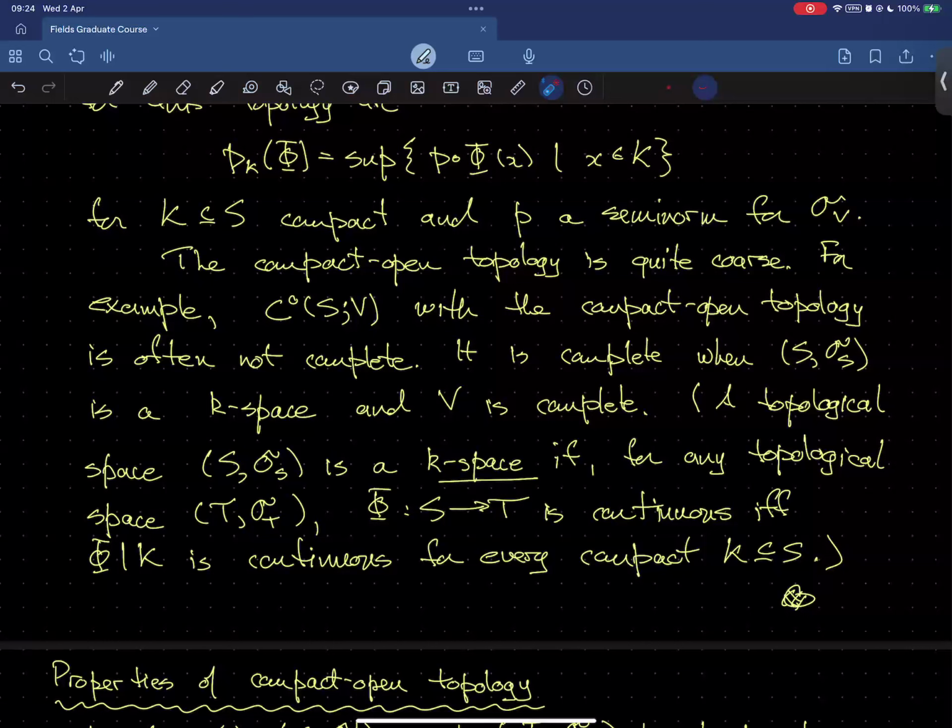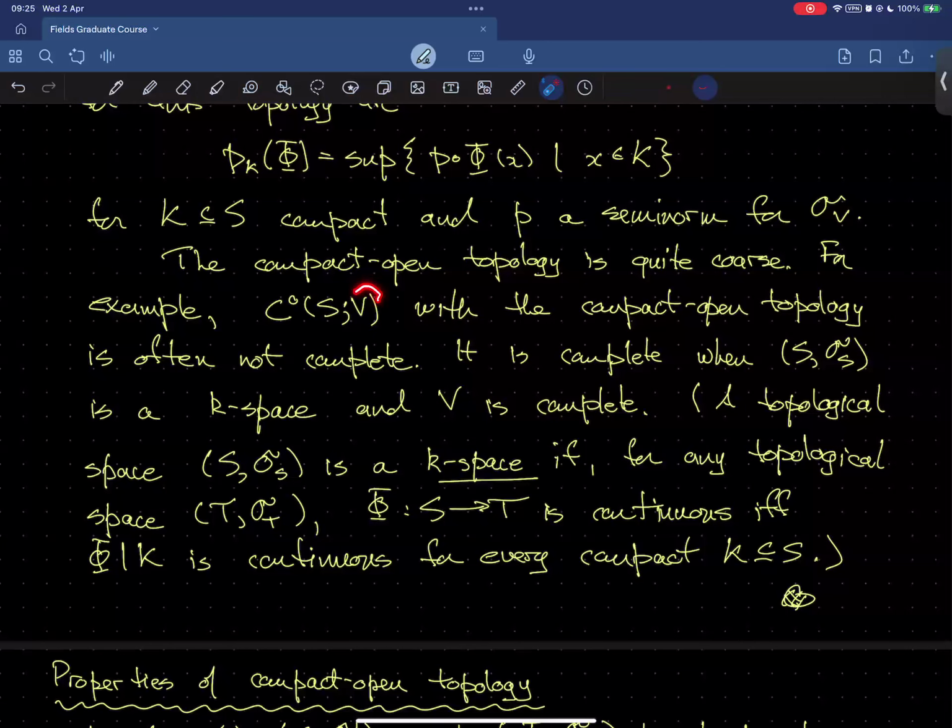All right. So one thing that's worth commenting on, because it leads to some challenges down the road, which we'll talk about, is that the compact open topology is quite coarse. Its open sets are maybe bigger than you want them to be. One consequence, there are various consequences, but here's one: this space, equipped with these semi-norms, is very often not complete.